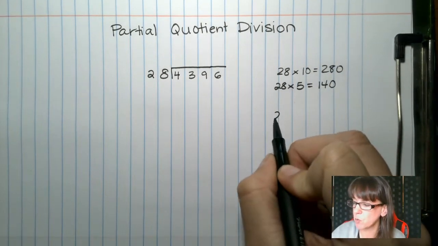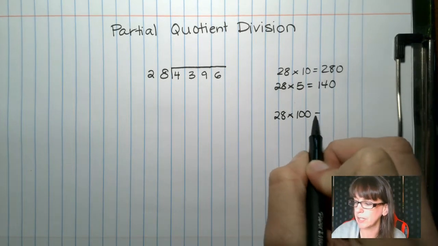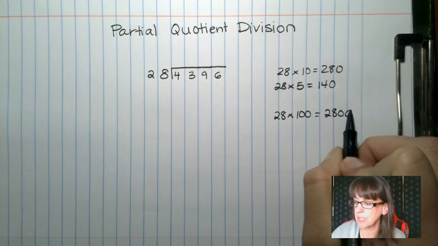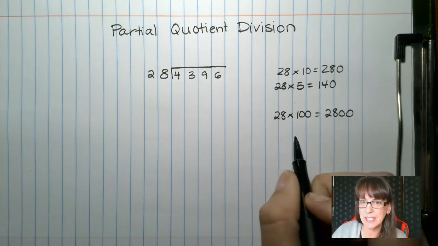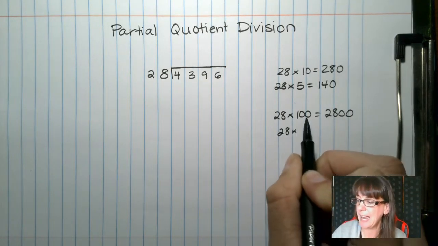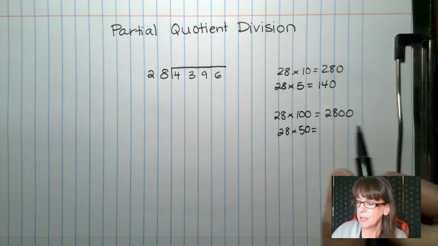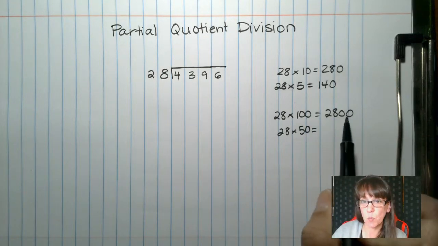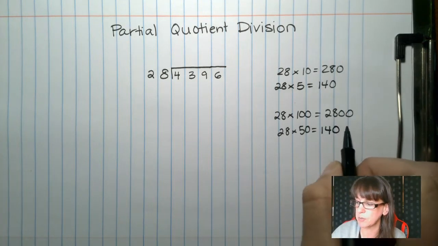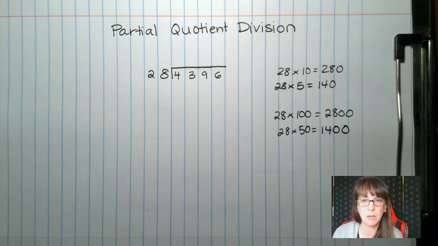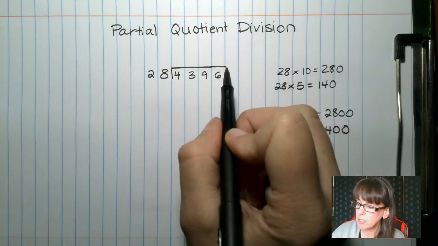The other thing I want to do is 28 times 100. That's 28 with 2 zeros. Now, if 28 times 100 is 2800, then 28 times half of 100, which is 50, means I'm just cutting this in half as well, which is half of 28, 14, with 2 zeros.